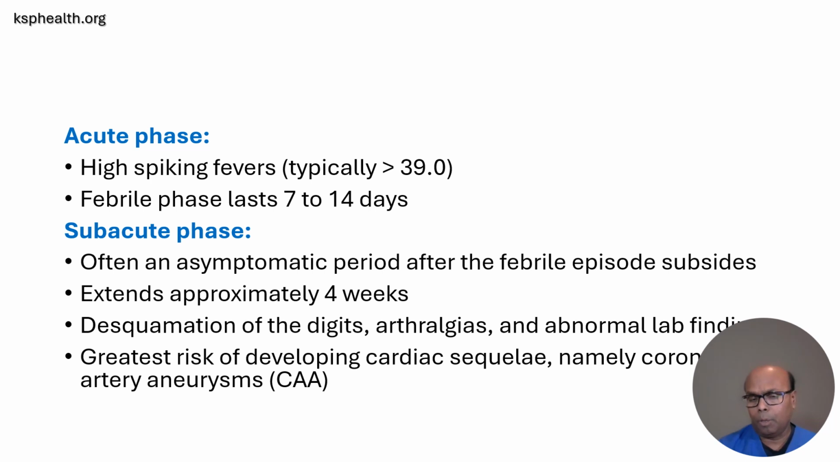In the acute phase, the patient will have high spiking fevers, typically more than 39 degrees centigrade, and the febrile phase can last 7 to 14 days. The subacute phase is often an asymptomatic period after the febrile episode, and it extends approximately 4 weeks. During this period, one can see desquamation of digits, arthralgia, and abnormal lab findings. During this time, there is the greatest risk for developing cardiac sequelae, such as coronary artery aneurysms.